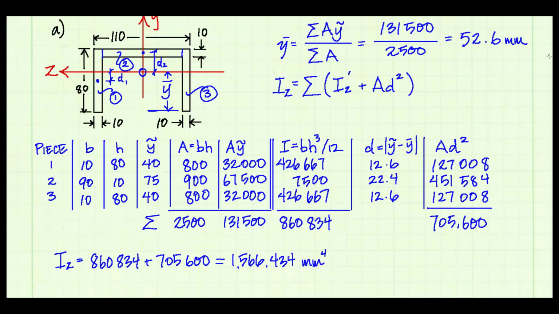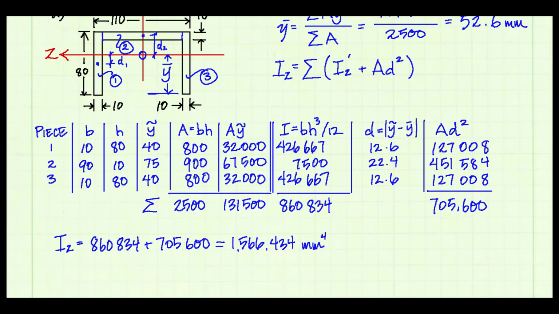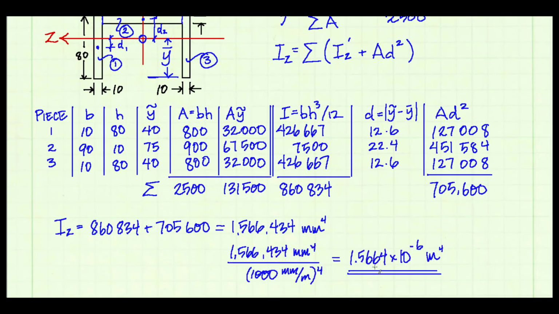and that's fine to do, though those little tiny numbers, when using metric units, are kind of hard to deal with. So I like to leave it in units of millimeters. And then in the very last step, convert it to meters. And I convert it to meters to the fourth power by dividing by 1,000 to the fourth power. And now I get a very small number.